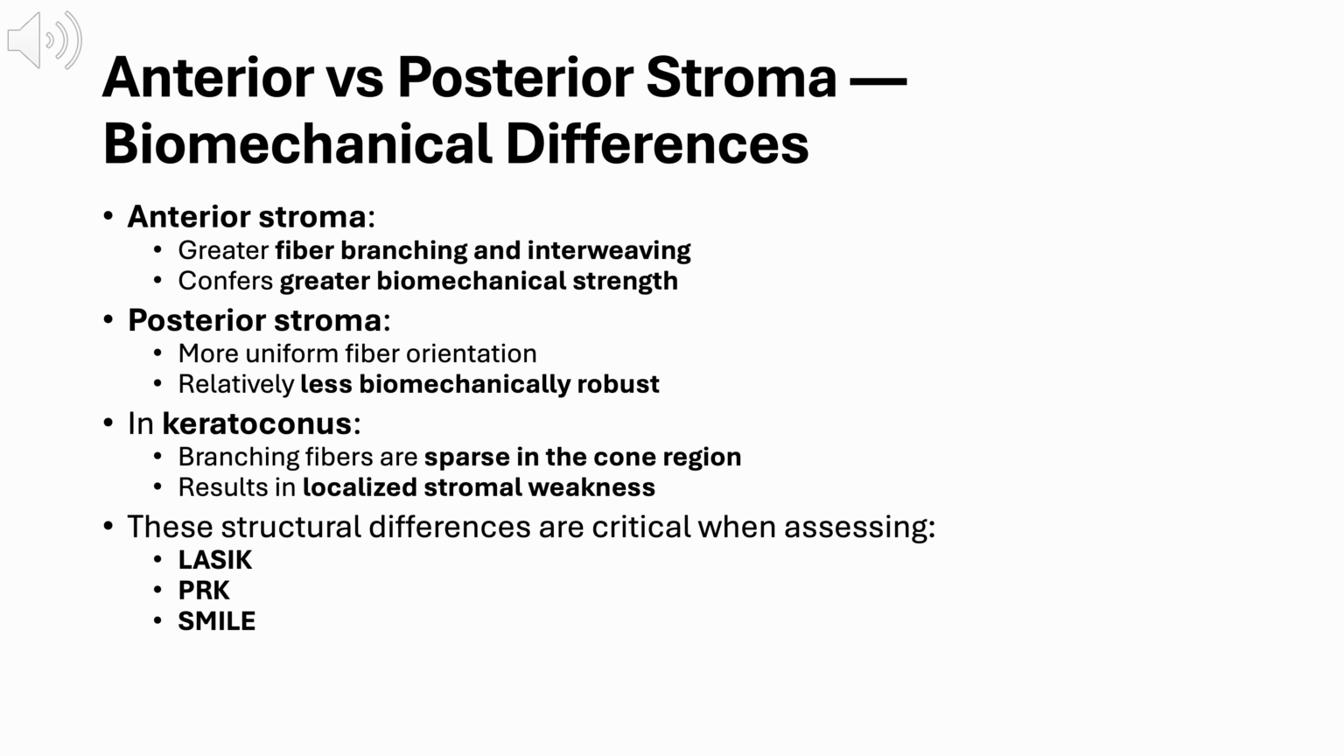The posterior stroma, by comparison, has a more uniform fiber orientation. While it's still structurally important, it is relatively less biomechanically robust than the anterior stroma. This distinction becomes especially important in keratoconus. In the cone region, branching fibers are sparse, which leads to localized stromal weakness and explains why deformation occurs in a focal, asymmetric pattern rather than diffusely.